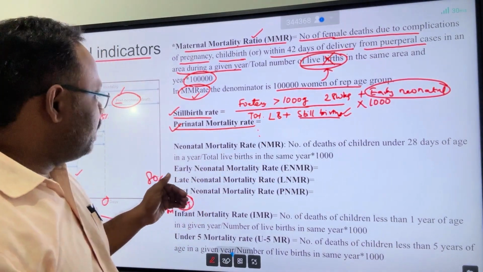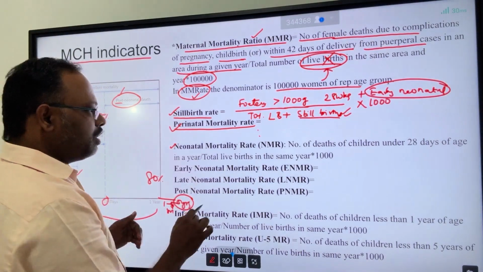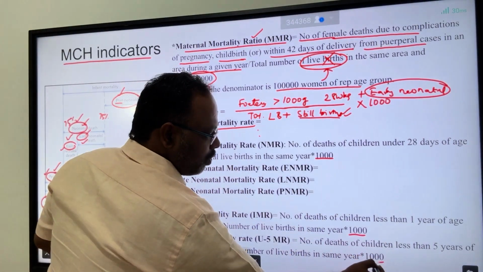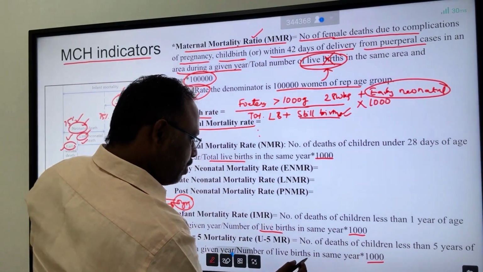Then the next important indicator is neonatal mortality rate. So here, after any indicator, you are going to multiply with 1000 only, and the denominator is going to be total live births only.